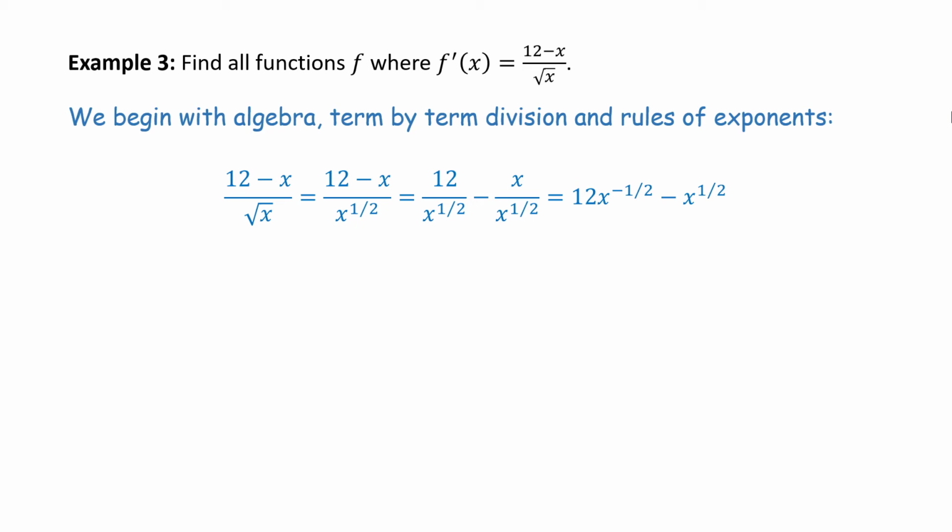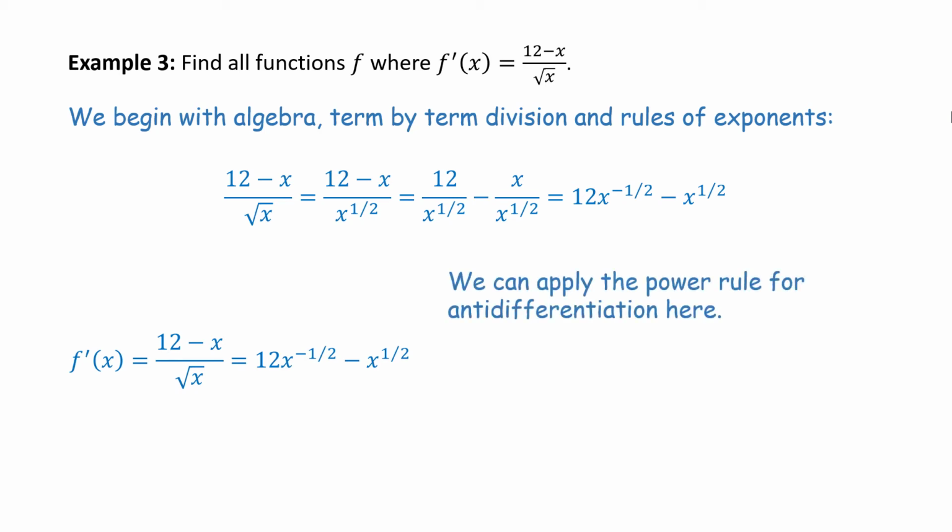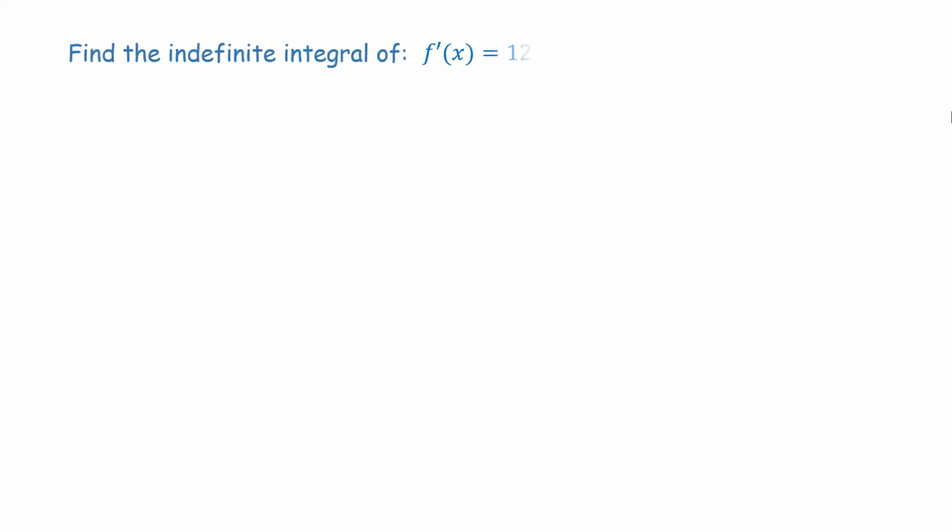We can then say f prime of x, which is equal to 12 minus x divided by the square root of x, is equivalent to 12x to the power of negative 1/2 minus x to the power of positive 1/2. We can apply the power rule for antidifferentiation here. So we need to find the indefinite integral of f prime of x equals 12x to the power of negative 1/2 minus x to the power of 1/2.